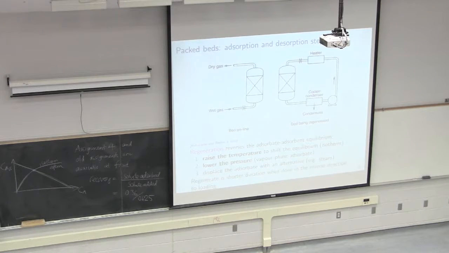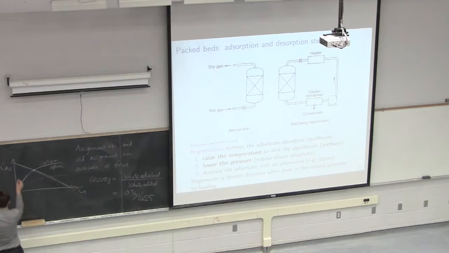Okay, and we'll regenerate it by simply reversing the flow. We send heat onto the packed bed. In this particular example, we'll use heat. We raise the temperature of the adsorbent. The moment we raise the temperature of the adsorbent, we move to a less favorable isotherm. We covered this in the last class. At higher temperature, that isotherm might look like that. And so what that does is it drives the moisture off the adsorbent.